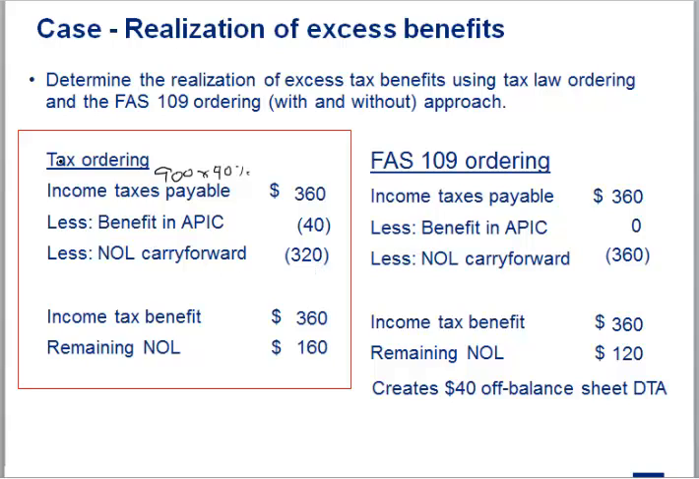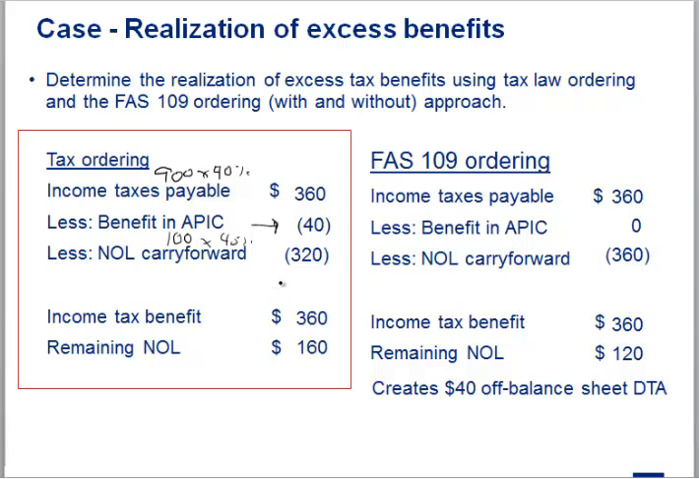So because I'm using tax law ordering, the next thing that happens on my tax return is I'm going to use my stock option deductions. Those come before NOLs. So I'm going to use this $40 of excess benefit. That's the $100 excess times 40%. So I'm going to reduce that $360 by 40. Okay, because on a tax return, I'm going to use my option deductions next. I'm going to credit APIC now because I'm realizing cash tax savings on a tax law ordering basis.